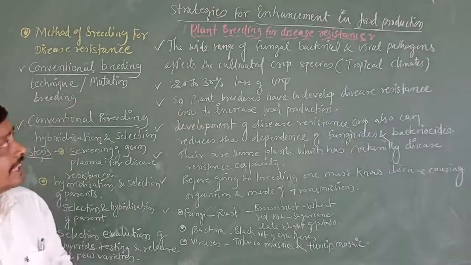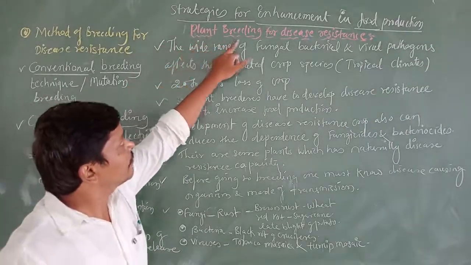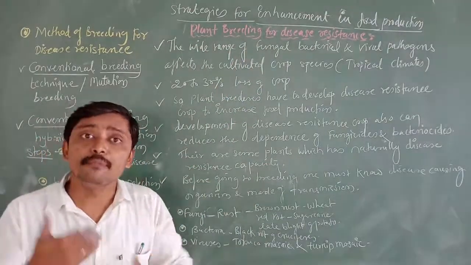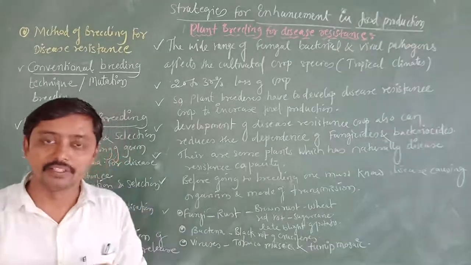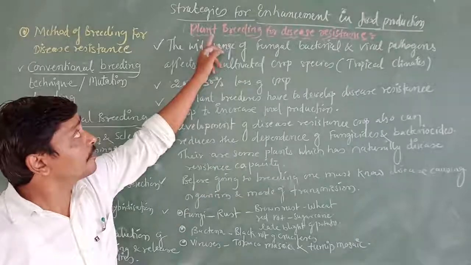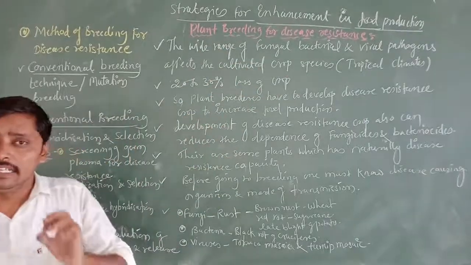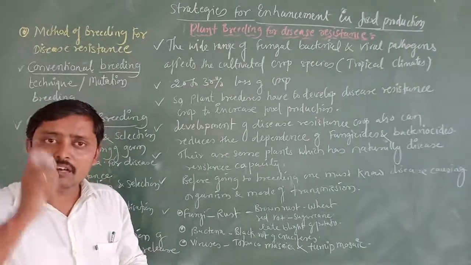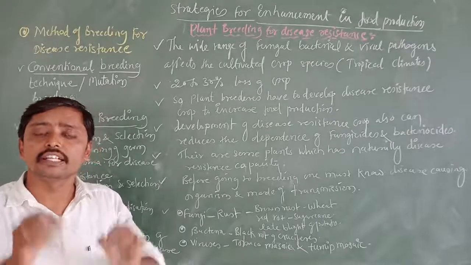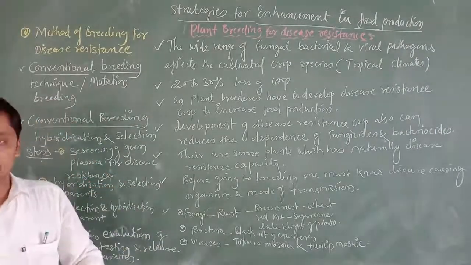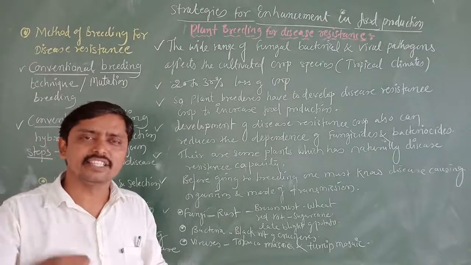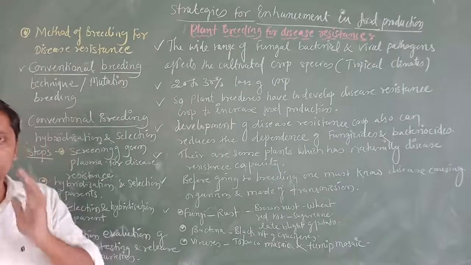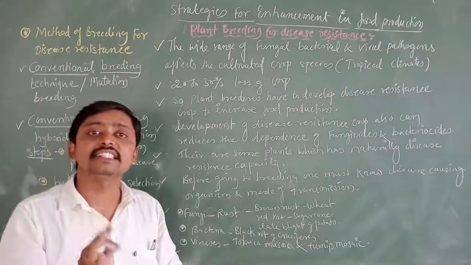Plant breeding for disease resistance: particularly, we are going to manipulate the plants. See, this is very important. In this concept of plant breeding for disease resistance, purposefully the plant breeders are concentrating only on the character of disease. We are going to give emphasis and importance to the disease resistance genes.